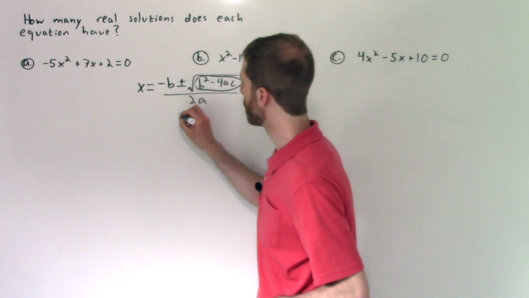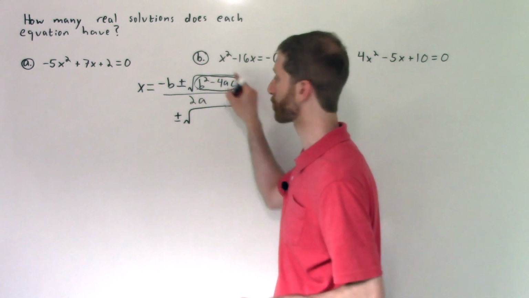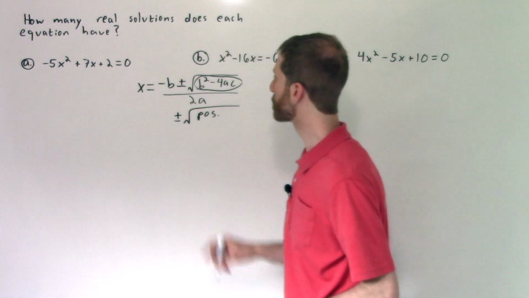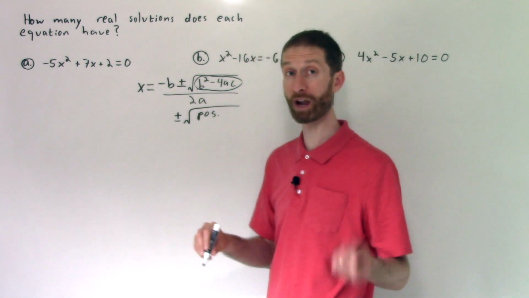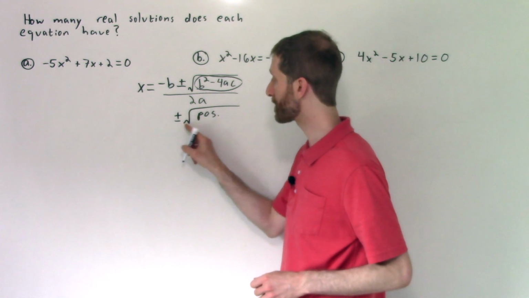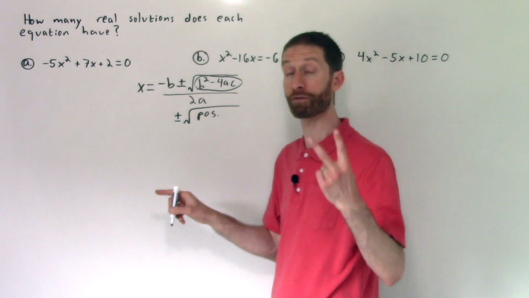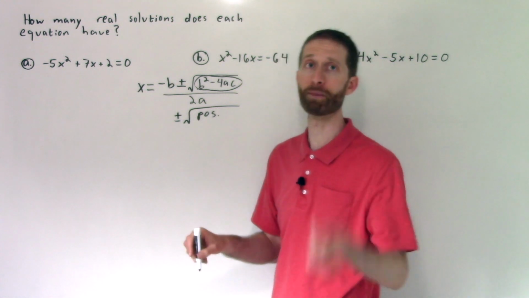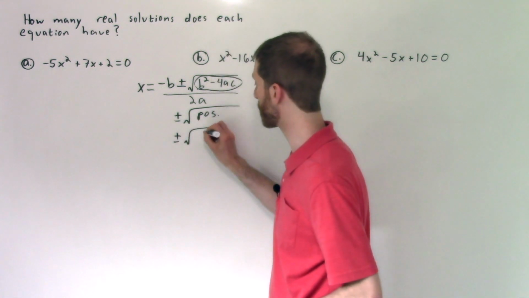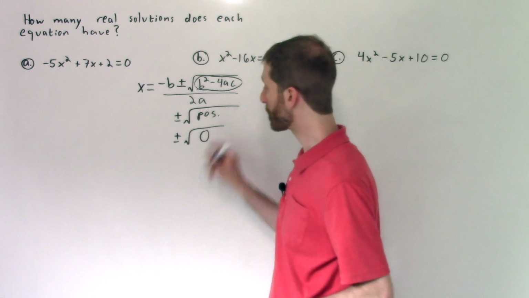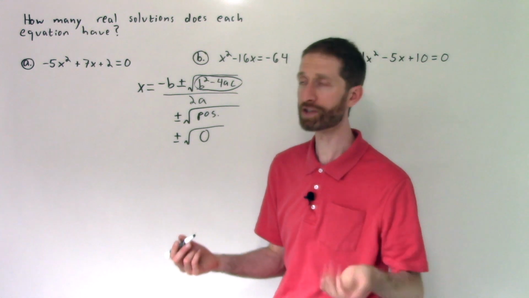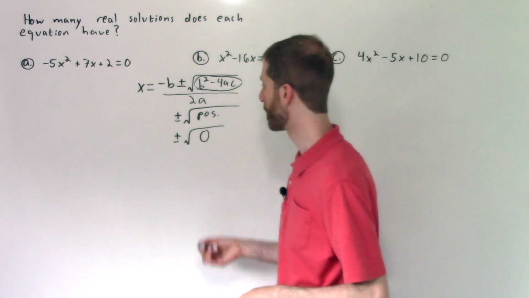This part right here, you've got the plus or minus square root of the discriminant. If the number inside of here is positive, so if b squared minus 4ac is greater than 0, then you have two solutions. Plus or minus a positive number would give you two different numbers, plus that number and minus that number, two solutions. If the discriminant b squared minus 4ac is 0, the square root of 0 is 0, so you'd be adding 0 or subtracting 0. That's the same number, so that'd be one solution.